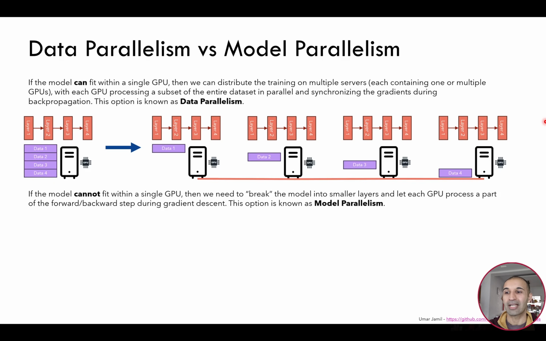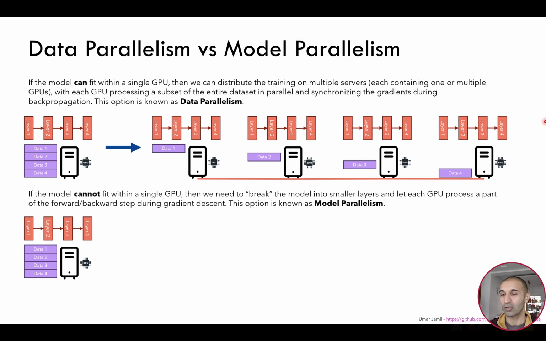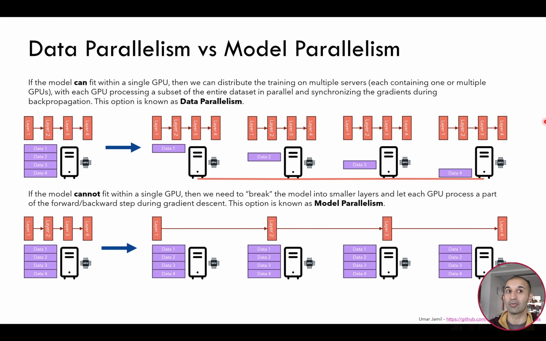If the model, however, cannot fit within a single GPU, then we need to break the model into smaller pieces, into smaller layers, and each GPU processes a part of the forward and the backward step during gradient descent. This option is known as model parallelism. So imagine this initial model doesn't fit on a single GPU, so we can break it into layers, and each computer is managing a layer, not the entire model. And of course, we can also combine data parallelism with model parallelism to create a hybrid option.